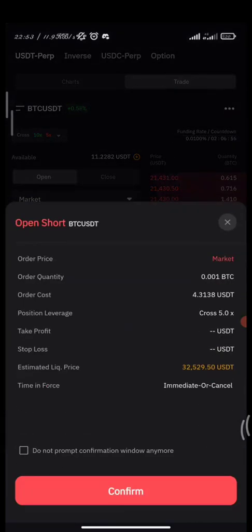Short is also going to show you your liquidation price. Short is showing 32,529 as a liquidation price, and that's because I'm using a small leverage. I want the market to come down. I can be liquidated when the market goes up. Another instance is if I want the market to go up, I can be liquidated when the market comes down. Now I'm having $32,529, so I can press confirm.